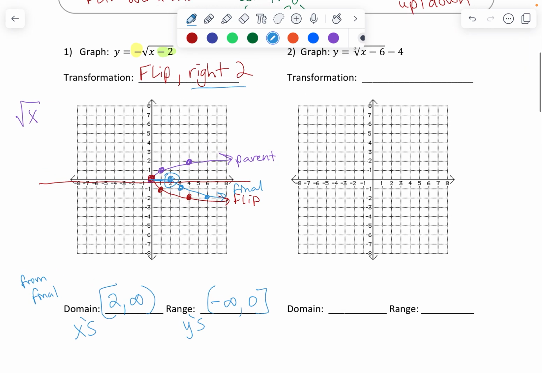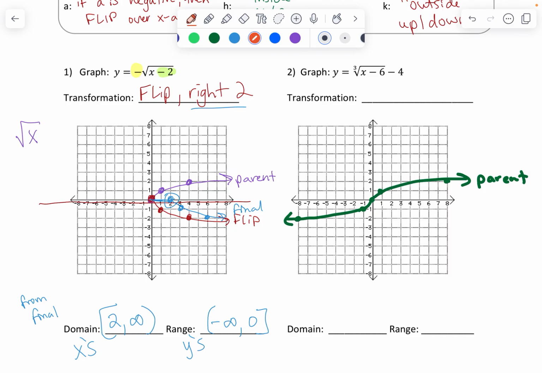Okay, so you do the same thing for number 2, but this is a different parent function. So again, you don't have to memorize this, but as long as you have this on your review, then you should be able to plot that on your test. Okay, so this is the parent. So maybe pause me and just graph that.